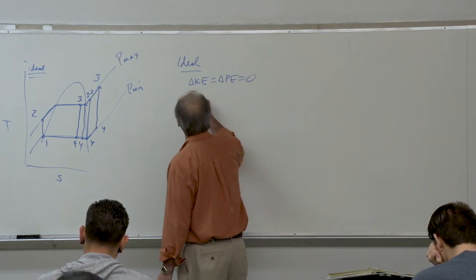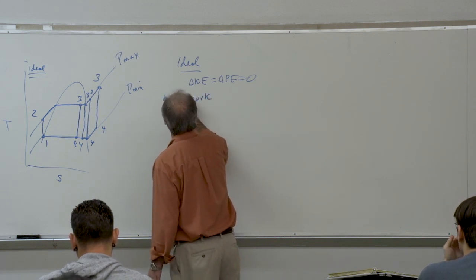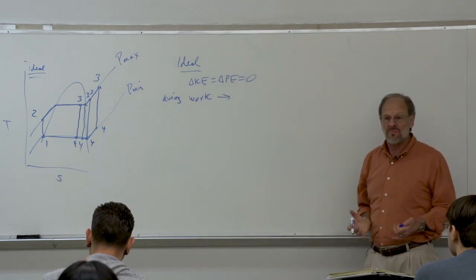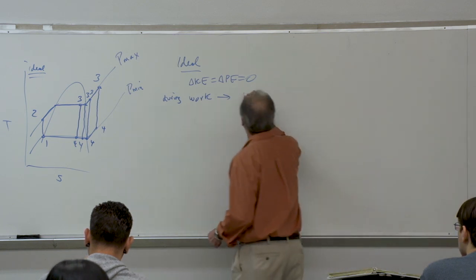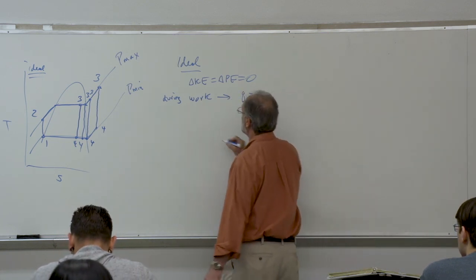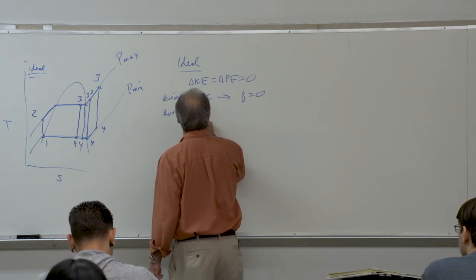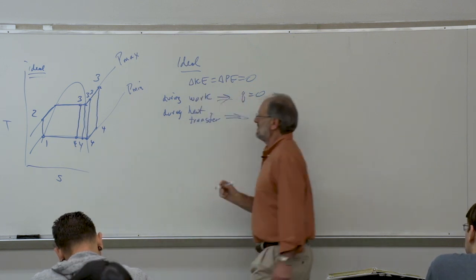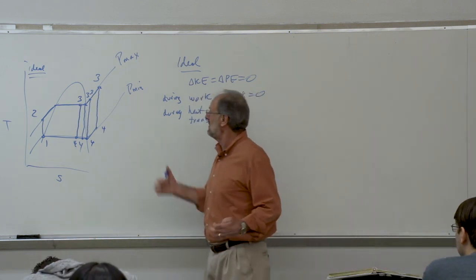And of course, we're also going to note that during the work processes, remember in the ideal case, work is done isentropically, which means adiabatic reversibly, which means there's no heat transfer, right? So there's no heat transfer during work, and also during heat transfer, well, there's no work, right? I mean, heat transfer is done in two very passive heat exchangers.